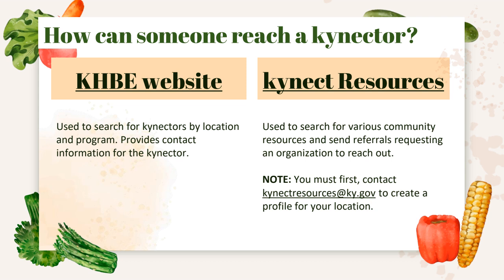So the first thing that I usually recommend is to go to the KHBE website. This place is used to search for different connectors by location, and you can search by program. Now, this doesn't get somebody directly in touch with the connector. It provides contact information for that individual. Whereas Connect Resources is used to search for various community resources, and to send referrals, requests for somebody to make contact with the person that is needing help. So the KHBE website is for somebody needing help reaching out to a connector. Connect Resources is to send a referral to have a connector reach out to somebody needing help.